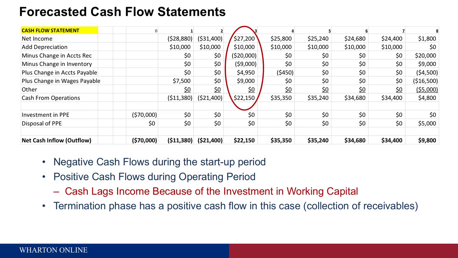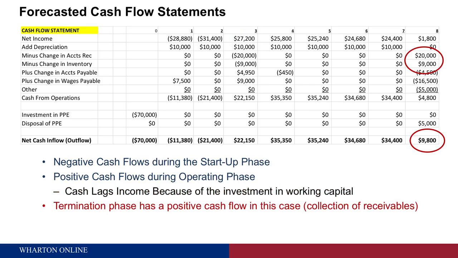Note that cash lags behind income because of the investment in working capital in year 3. That switches in year 8. Okay, in this case, our termination phase actually is a positive cash flow, mostly because of the release of the working capital. So we're bringing in money from collecting on the sales that had not been collected to that point. The last cash flow is not always a positive number.